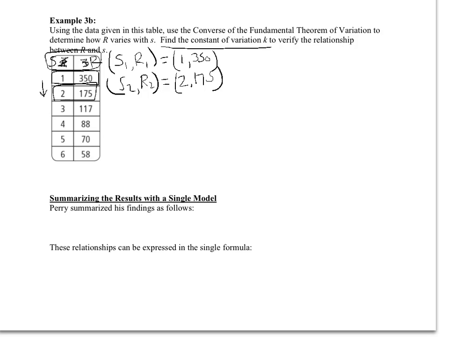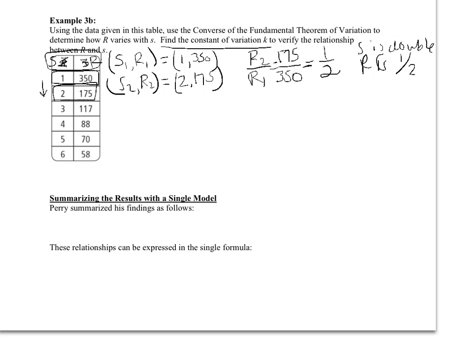So if s2 is double s1, let's see what happens to our r values. r2 over r1 equals 175 divided by 350. That is 1/2. So when s is doubled, r is 1/2. That looks just like an inverse variation relationship.